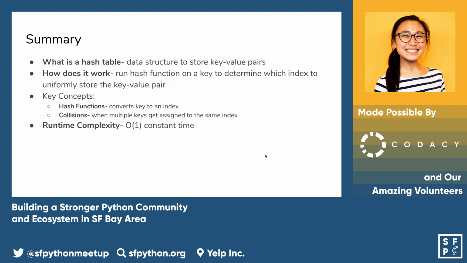To summarize what we talked about today, we learned that hash tables are a data structure to store key value pairs, and how it works is that it runs the key through a hash function, which then uniformly distributes them across. In the case where they are hashed into the same index, there is a collision, and we can handle that with separate chaining, for example. The runtime complexity is generally O(1), or constant time, which makes it a really effective data structure.